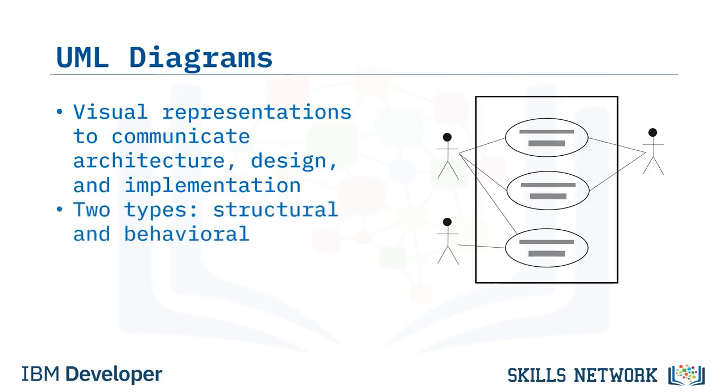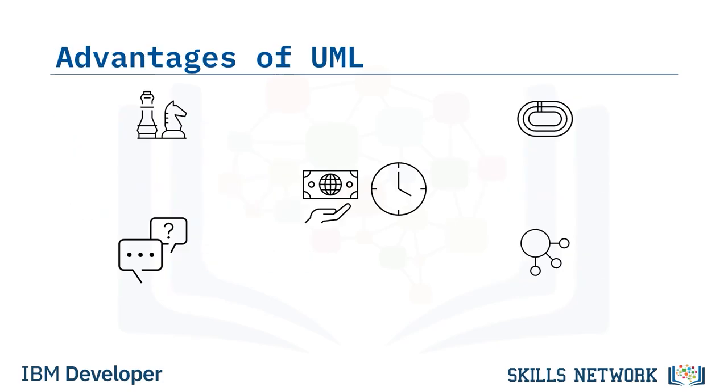UML diagrams can be divided into two classes, either structural or behavioral. UML is programming language agnostic, so software developers can readily interpret and apply it to their work, no matter which language they are developing in. There are several advantages of using UML to communicate architecture, behavior, and structure with development teams.